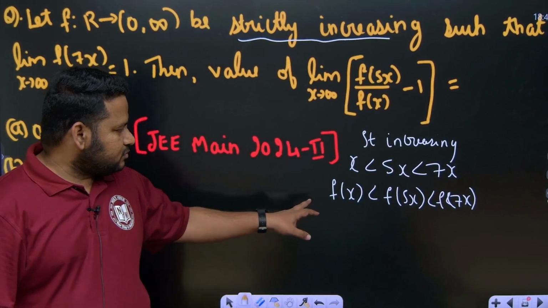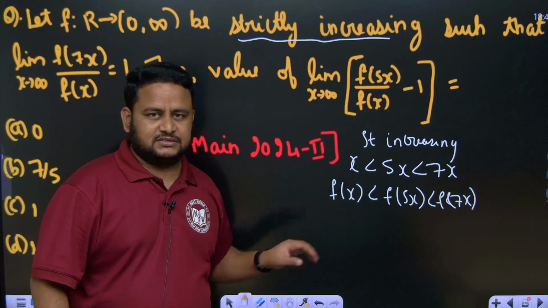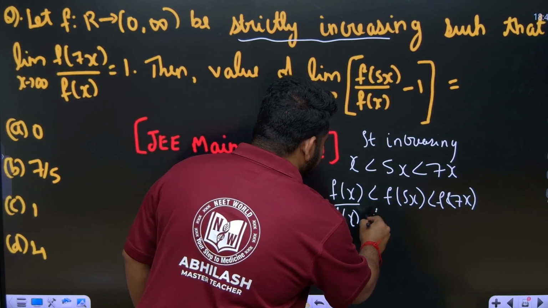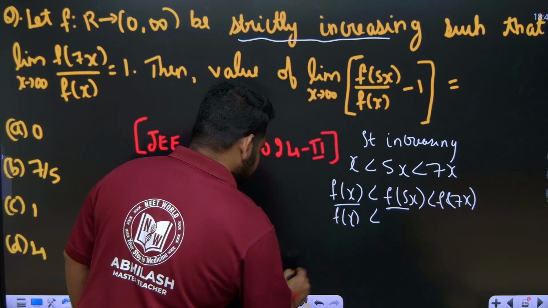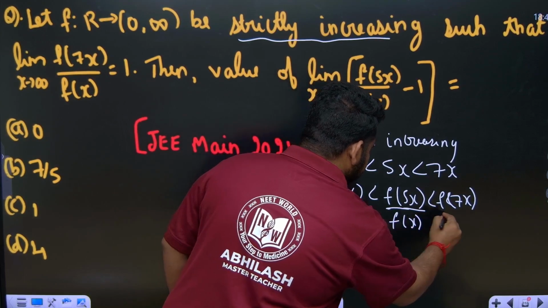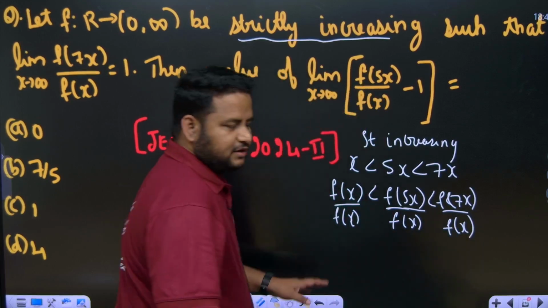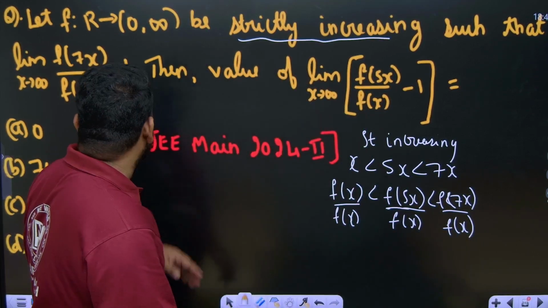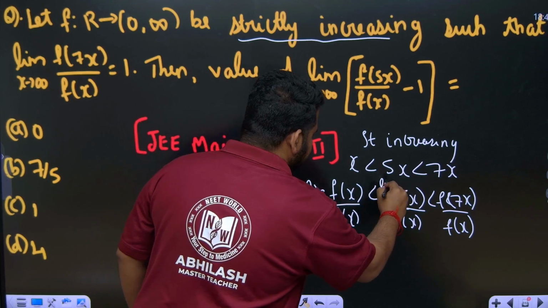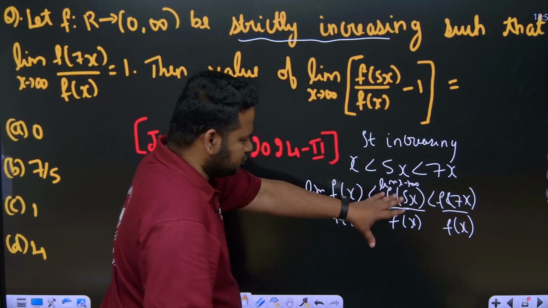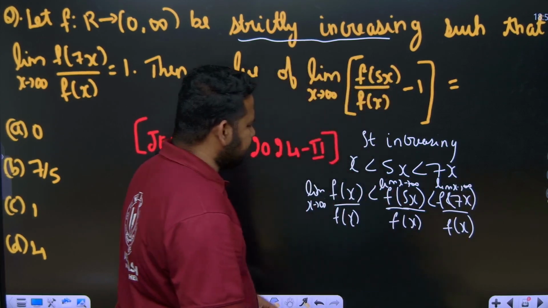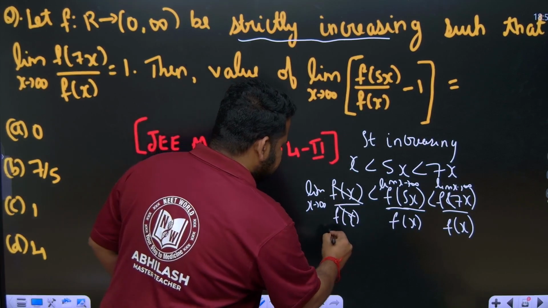Now, if I divide throughout by f of x, what will I get? Just I have to divide this. For all this, I'll apply limit as x tends to infinity. Here also limit as x tends to infinity. I'm writing it above so that this is also applied. So what will happen? f of x by f of x will cancel, and I'll get the answer as 1.